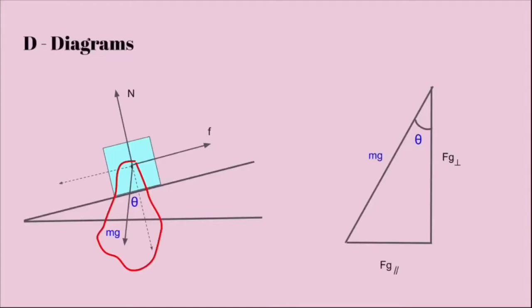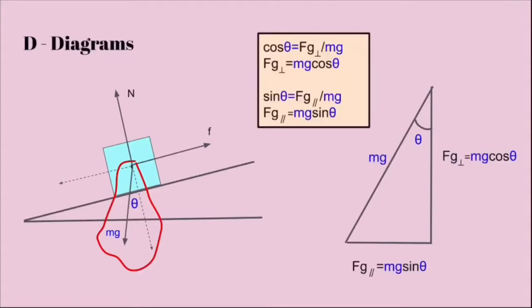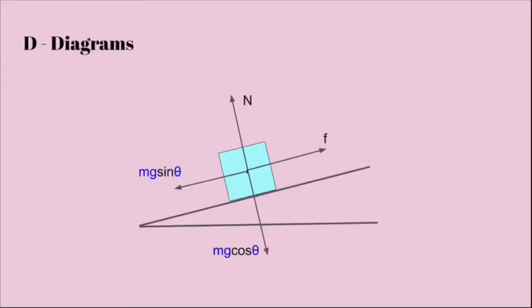Now, to find the value of the force of gravity in the perpendicular and the parallel direction, we will use trigonometric identities. So cos theta is the force of gravity in the perpendicular direction divided by mg, which rearranges to mg cos theta. And we'll do the same with the force of gravity in the parallel direction, which, when you rearrange it, is equal to mg sin theta. So this is our final free body diagram.